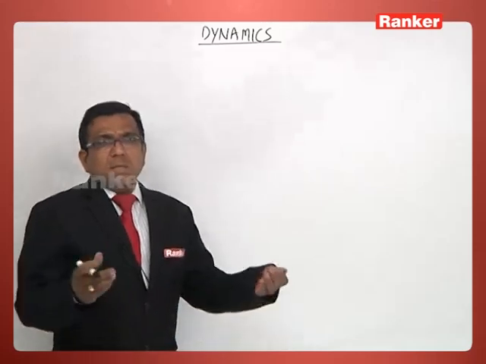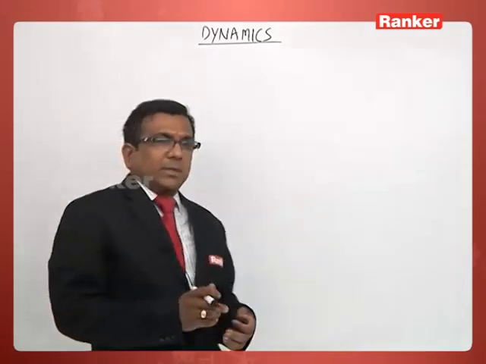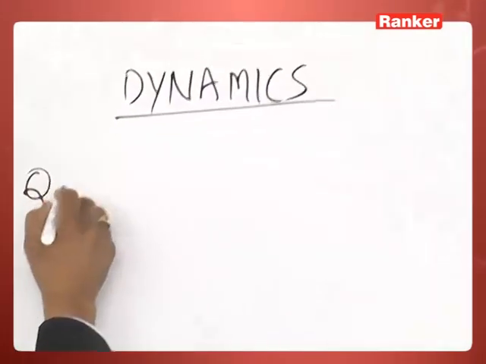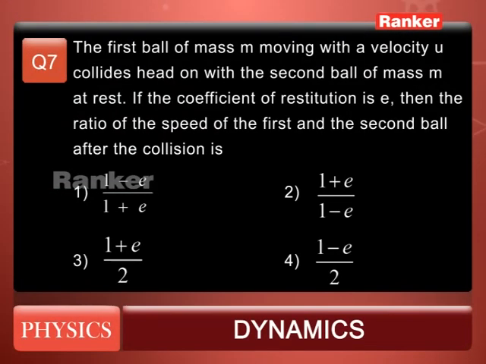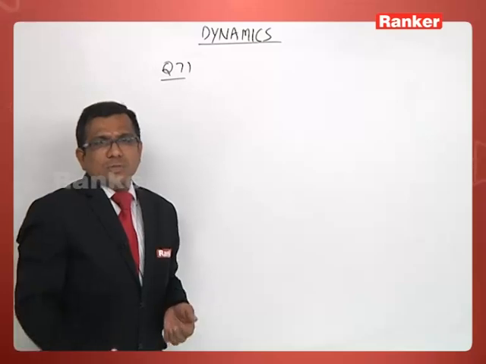Now let us discuss the next question, that is question number 7. The question is given like this: the first ball of mass m moving with a velocity u collides head on, that point you have to remember, with a second ball of the same mass at rest. The coefficient of restitution is given, then the ratio of speed of the first and second ball after collision you have to calculate. Then how to solve this problem?